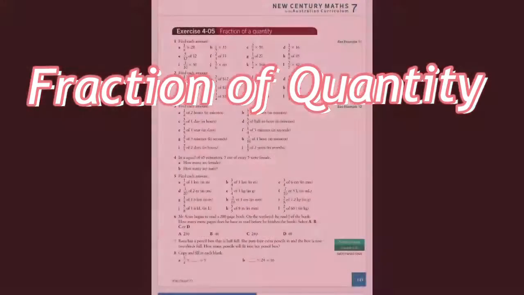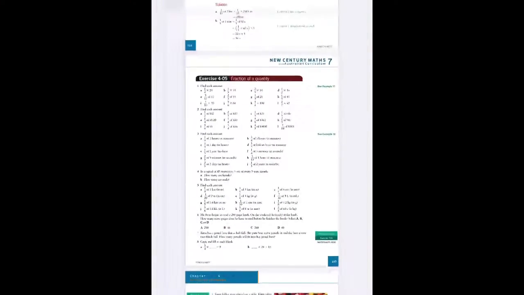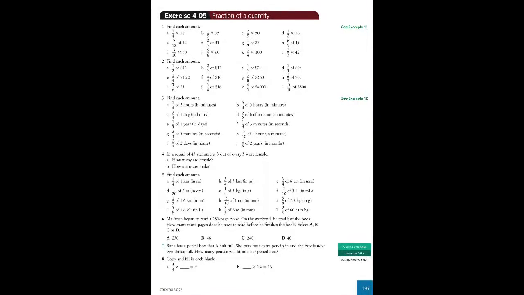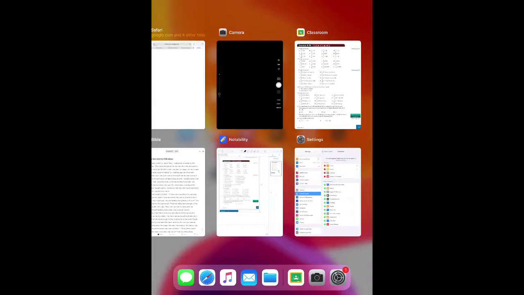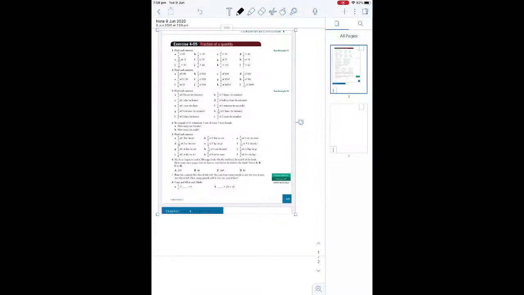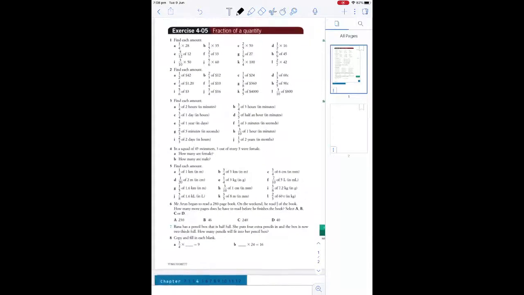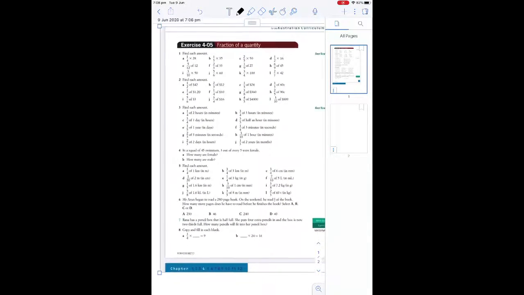I'm going to go through 405 now. There are some questions here that I'd like to show you how to do if you don't have a calculator. So let's have a look at question 1. What's a quarter of 28?